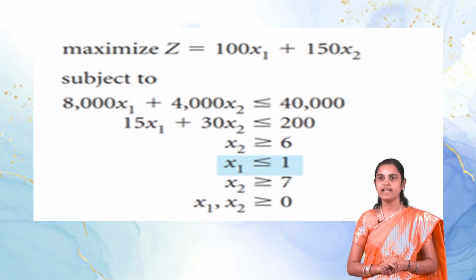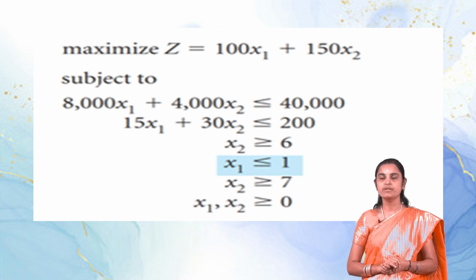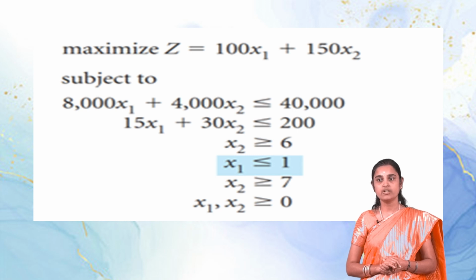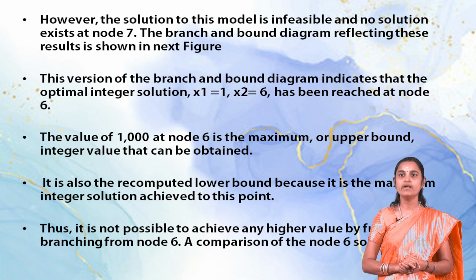Maximize z equal to 100x1 plus 150x2 subject to 8000x1 plus 4000x2 less than or equal to 40,000, 15x1 plus 30x2 less than or equal to 200, x2 greater than or equal to 6, x1 less than or equal to 7. The new constraint is x2 greater than or equal to 7, x1, x2 greater than or equal to 0. However, the solution to this model is infeasible and no solution exists at node 7.